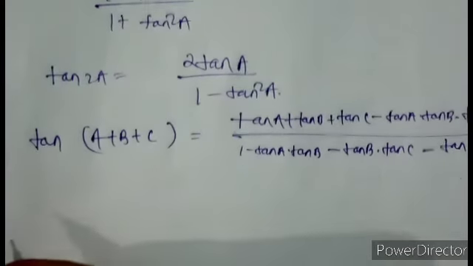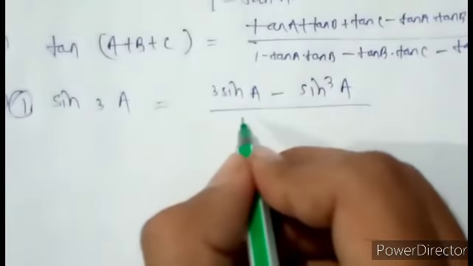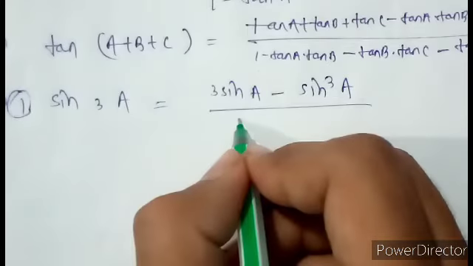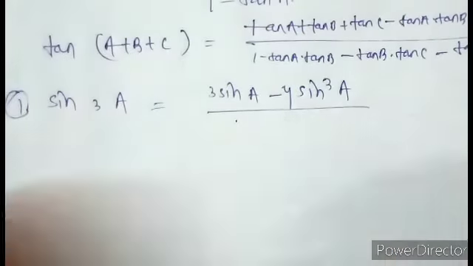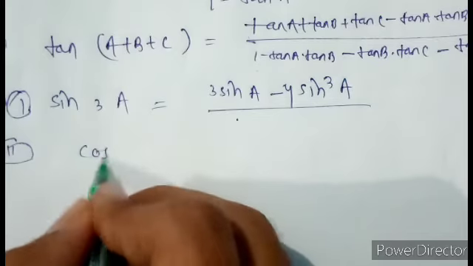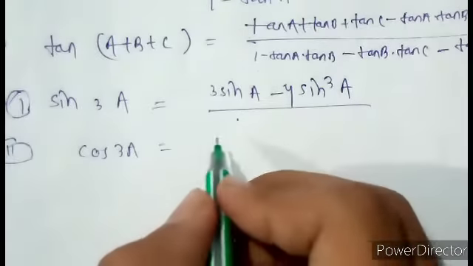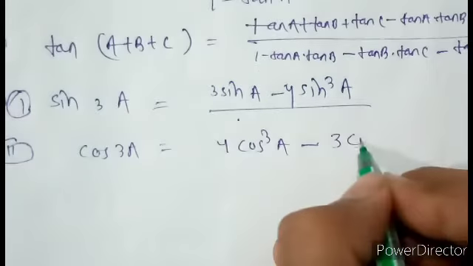Then come to the formula sin 3A, that is 3 sin A minus 4 sin cube A. This is the formula of sin 3A. Then come to the cos 3A formula, that is 4 cos cube A minus 3 cos A. This is opposite.